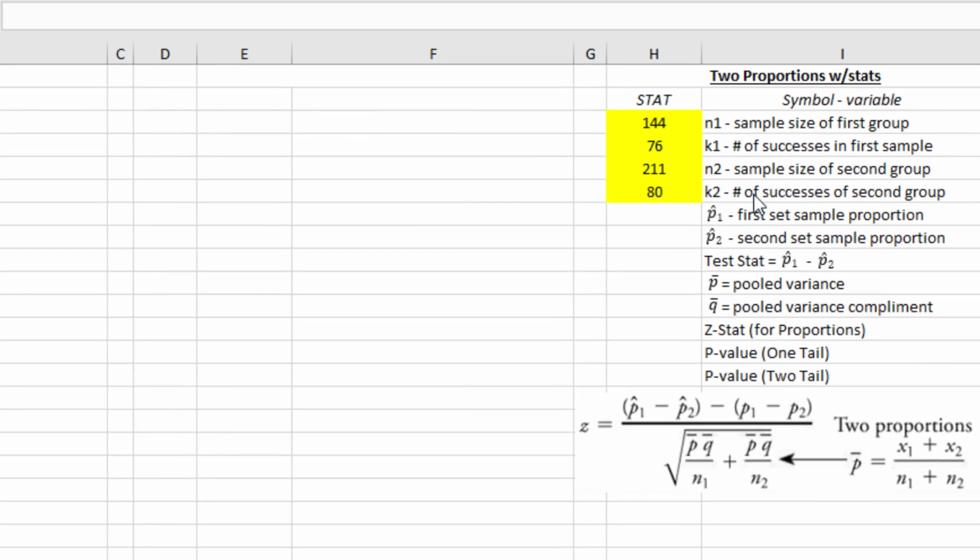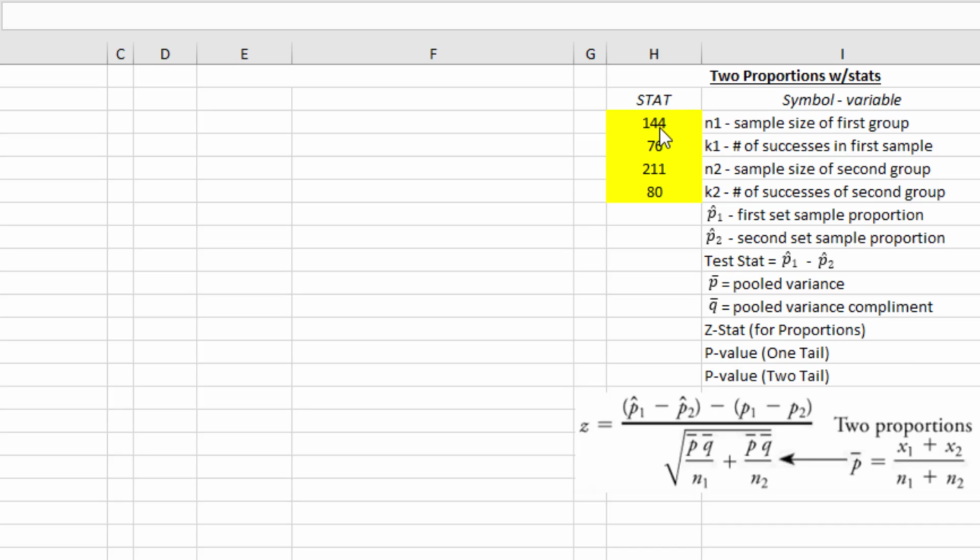Like with all of our formulas, the stuff in yellow is the information that you're going to have to provide manually. And that's the stuff that will change from question to question. And then all of these cells will automatically populate with their values depending on what you change in the yellow spot. Okay, so again, a two-proportion question with stats.